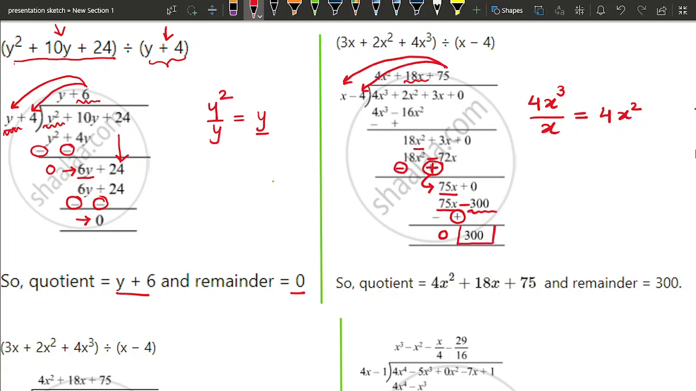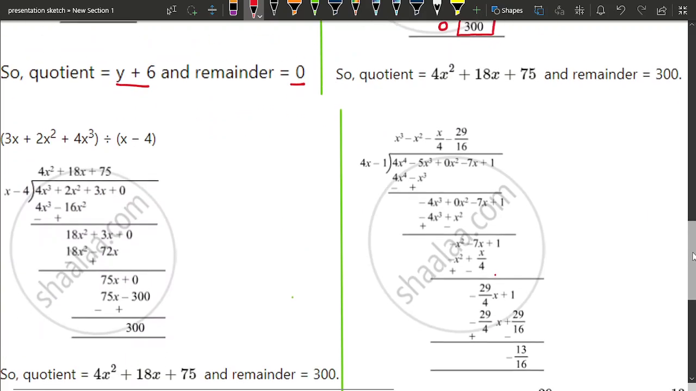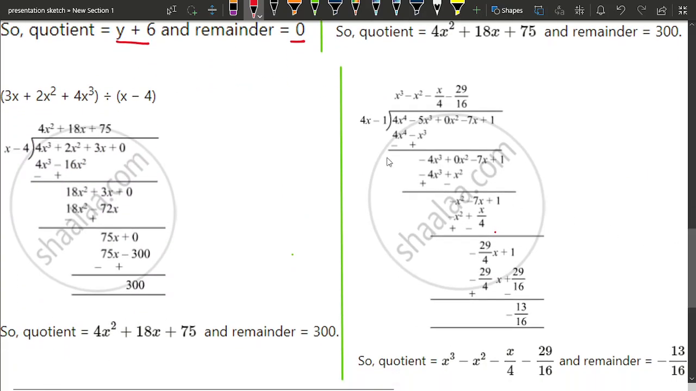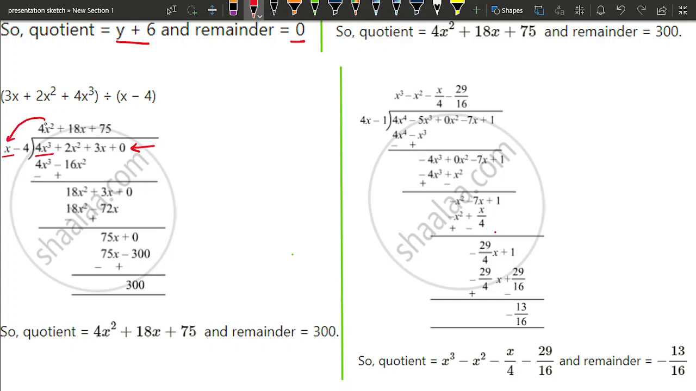Okay, so the same sequence is repeated, but still I will explain this rest of the sums also. Two sums I have chosen and the remaining sums you have to do. Okay. Now here again the divisor is x minus 4. First of all check all the powers of the dividend terms. Okay, then 4x cube is to be divided by x, giving you 4x square. This 4x square term will multiply each term of the divisor, giving you terms which are to be subtracted, nothing but 4x cube and minus 16x square. Okay, because here it is negative sign.